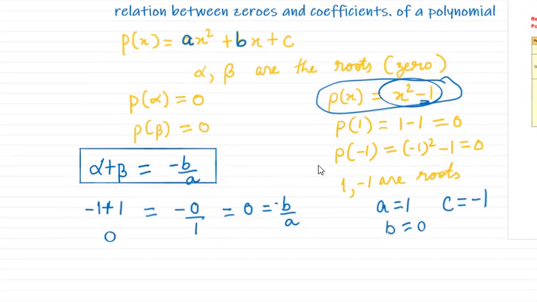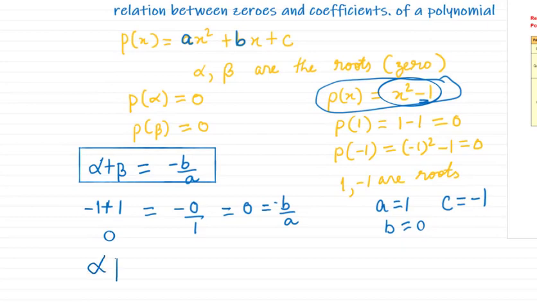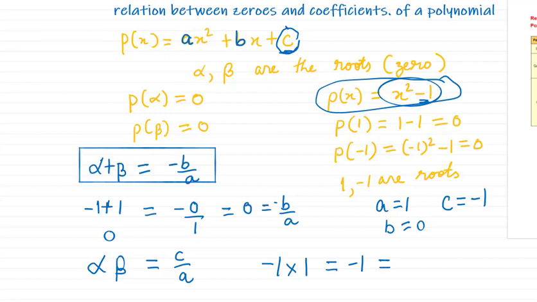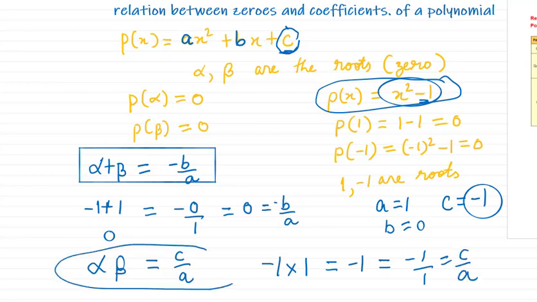Now I'll show it to you for alpha into beta. The product of the roots is given by the formula c by a, where c is the constant term and a is the coefficient of x square. Here also we'll check for this question. Alpha is minus 1 and beta is 1, so the product will give you minus 1, and you can see your c is minus 1, so that is minus 1 by 1, the same as c by a. So here we have also verified this. You just have to remember that the sum of the roots is minus b by a and the product of the roots is c by a.